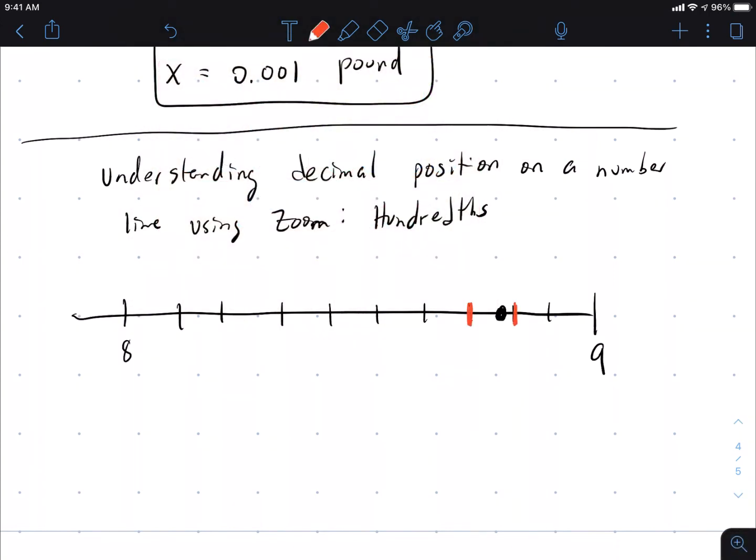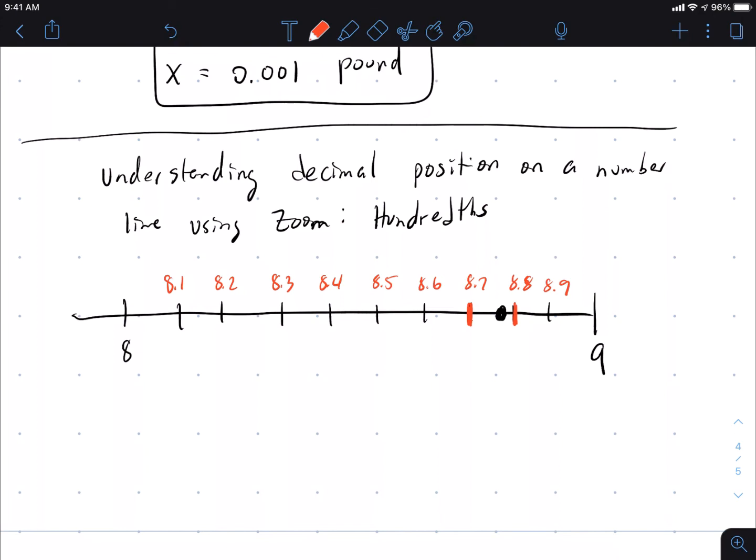Now watch this. How many lines are in between 8 and 9? There's 1, 2, 3, 4, 5, 6, 7, 8, 9, and then 10 to get to 9. So that tells me that each one of these lines is a tenth. So this is 8.1, 8.2, 8.3, 8.4, 8.5, 8.6, 8.7. Do you agree with that? Okay.